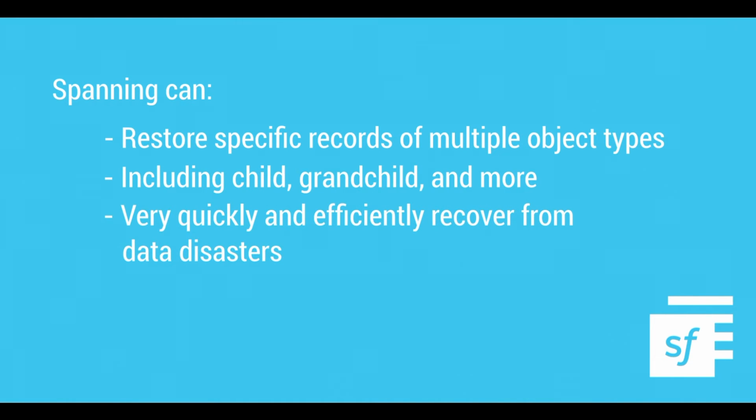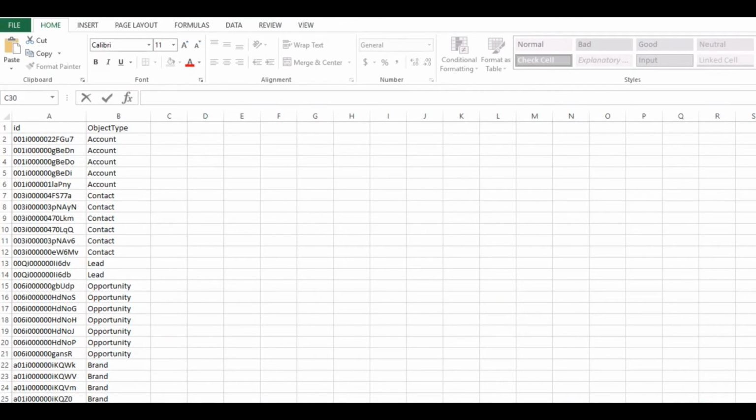This means you can very quickly and efficiently recover from data disasters, and at the same time be very selective about which objects you are restoring. Once you identify the records that you would like to recover, create a CSV file containing the Salesforce IDs of those records with a column heading called ID. Spanning only requires the IDs in order to find those records in the backups and restore them back into your Salesforce instance. You can add the Salesforce IDs of any object type that you would like to restore.